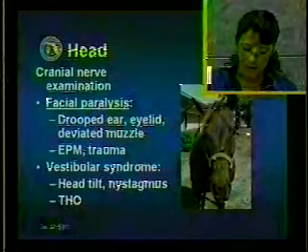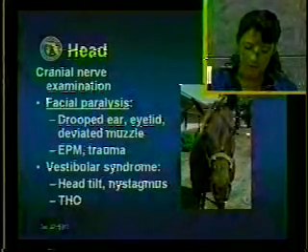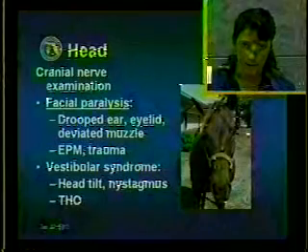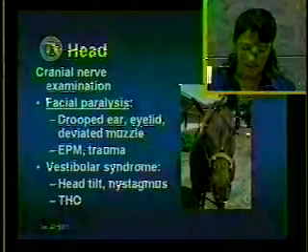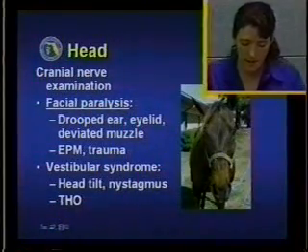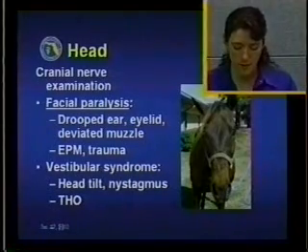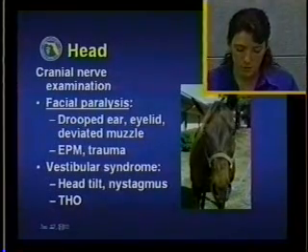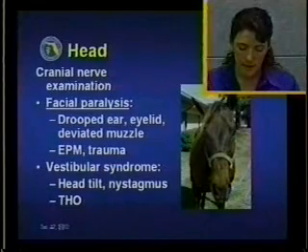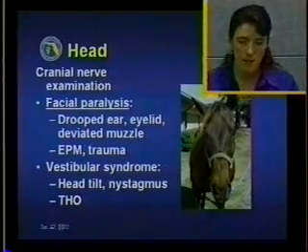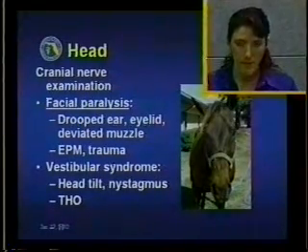Trauma can also become a factor, in particular if the lower part of the nerve is affected, where horses that lay down on their side during anesthesia, for instance, and have a compression of the superficial tract of the nerve, can end up with a deviated muscle, and this is usually transient.